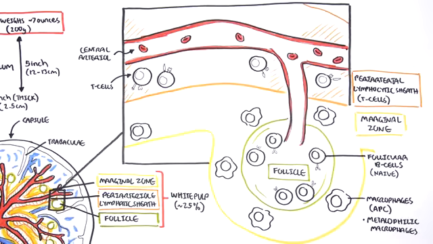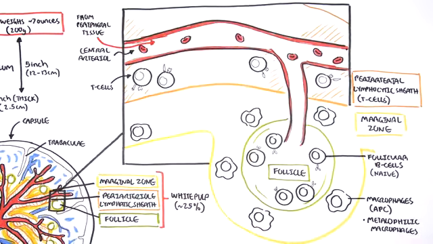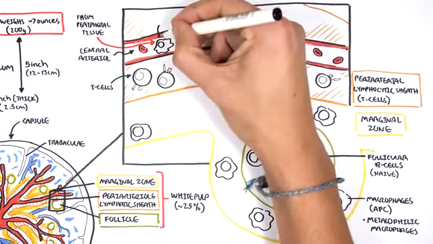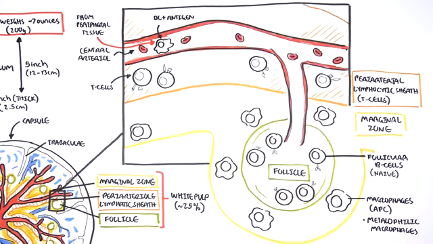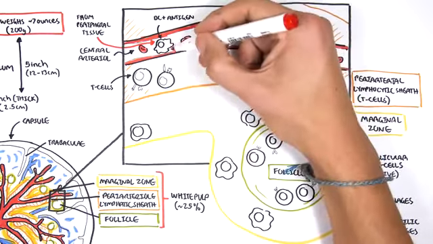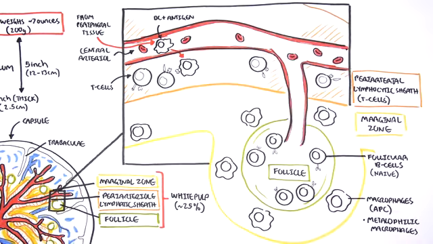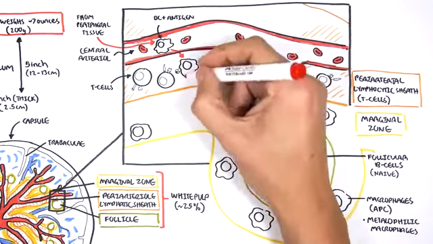So let's just say that coming from the peripheral tissues, for example, coming from the skin, a dendritic cell will bring an antigen into the spleen. The dendritic cell does this because it is an antigen-presenting cell, and it is responsible for activating the adaptive immune system. It's important in activating T and B cells. So the dendritic cell will bring the antigen and present it to the T cells in the periarterial lymphatic sheath.